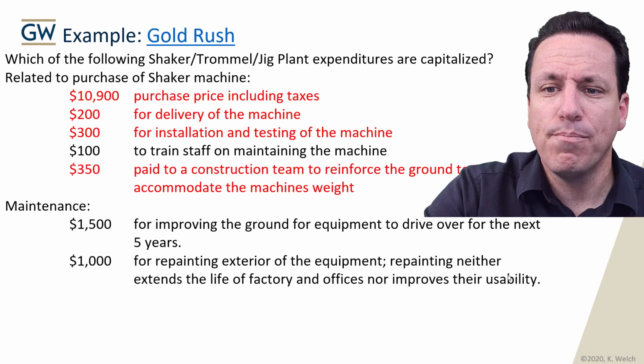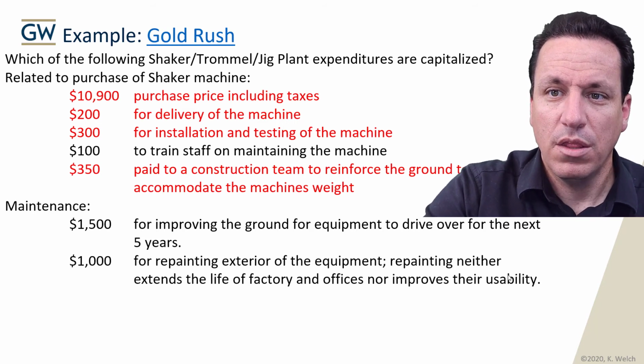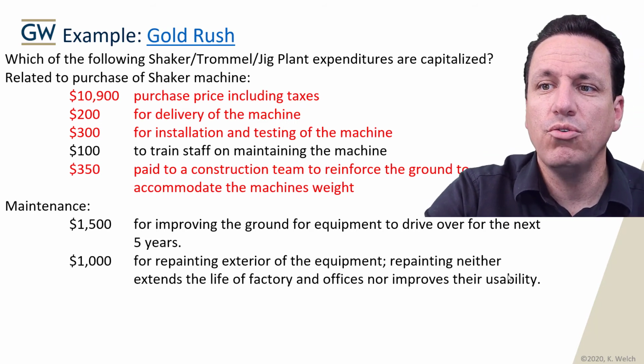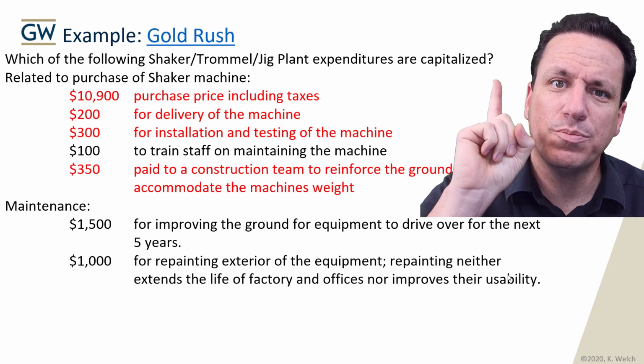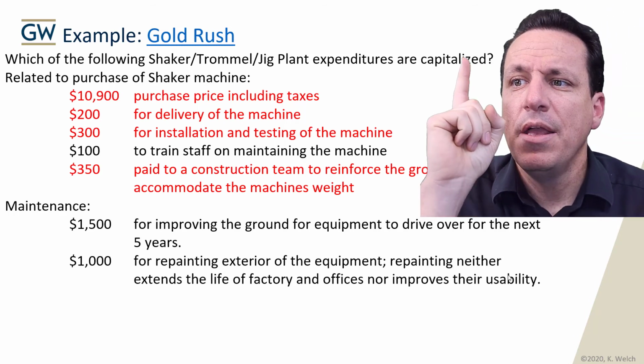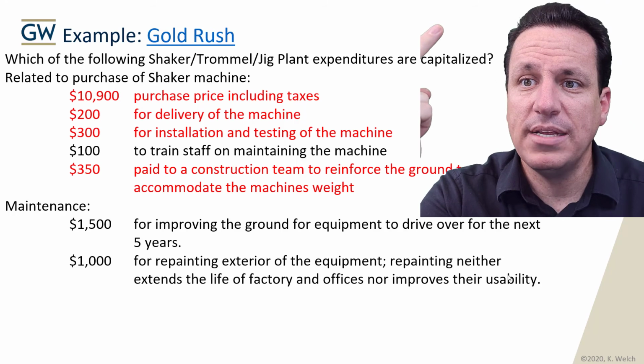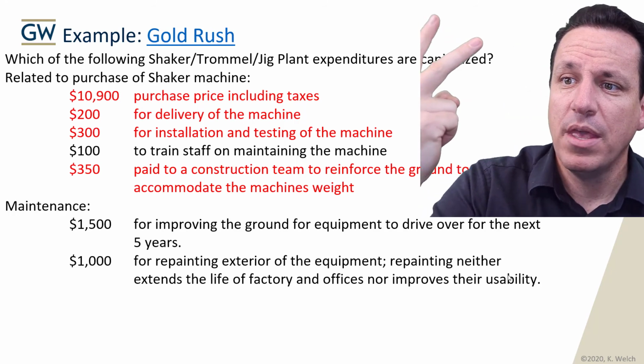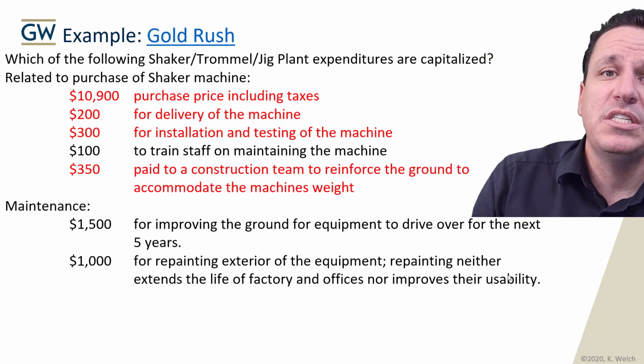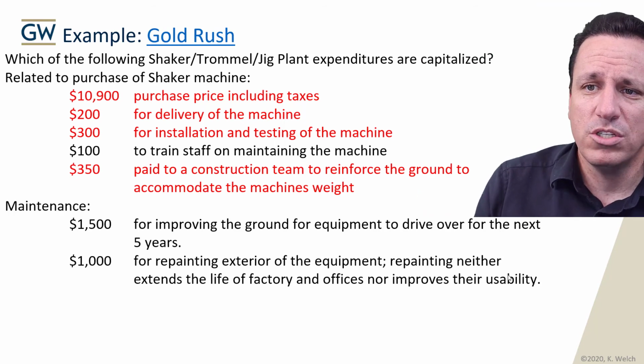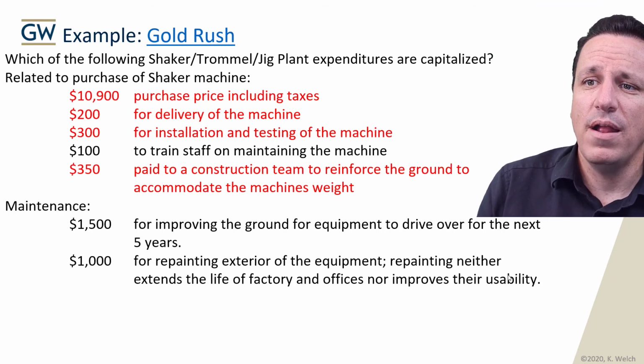Okay. So what do we capitalize? Well, when it comes to the purchase of the machine, it would include all of the following. It'd include the purchase price, obviously, hopefully you got that. The delivery of the machine. Remember, anything we paid to get the machine to its current state. We pay for the installation and testing of the machine. You've got to test the machine to make sure it works. You want to send it back to the factory if it doesn't work, all right?